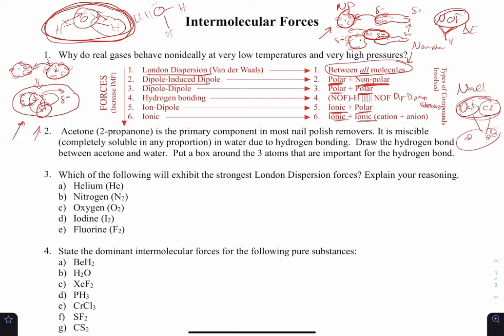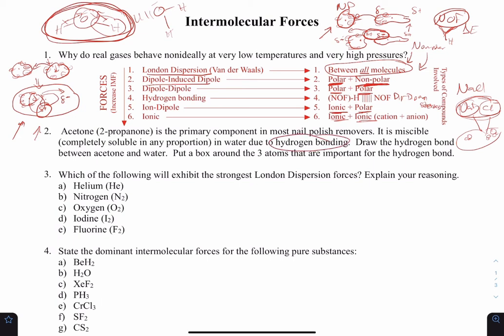So that's it. That's really the breakdown of all the intermolecular forces that you should know, and the types of molecules that make up those intermolecular forces. All right, number 2 says acetone, or 2-propanone, is the primary component in most nail polish removers. It is miscible, or completely soluble in any proportion, in water due to hydrogen bonding. Here we see that principle again.